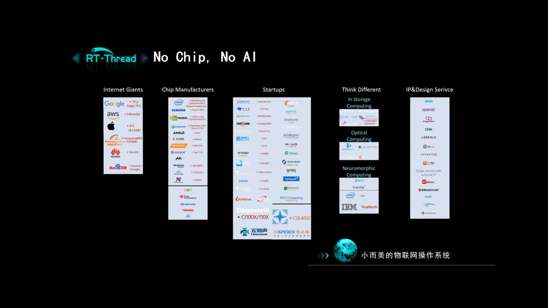But there are people thinking differently, like making storage do the computing, and neuromorphic computing, which mimics the human brain structure in silicon, and it sounds promising indeed. There are so many chip vendors or hardware vendors, but only having a chip, it's hard to use.